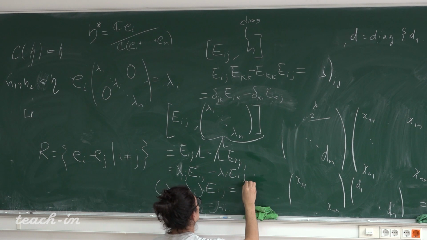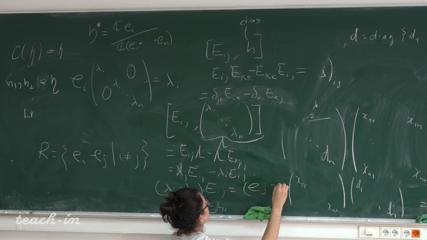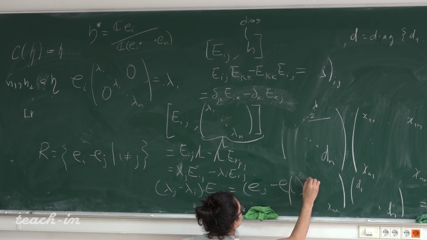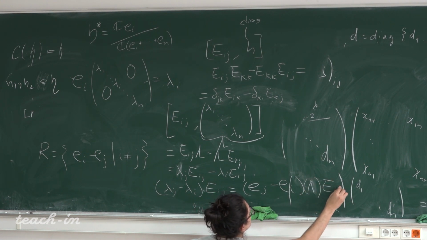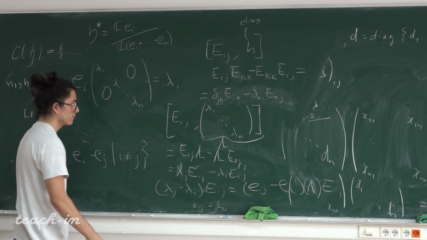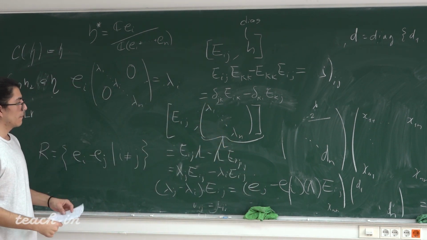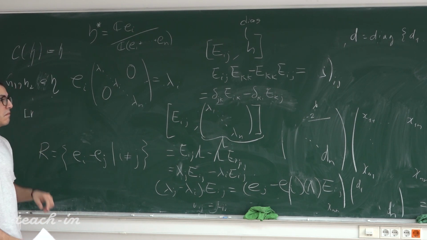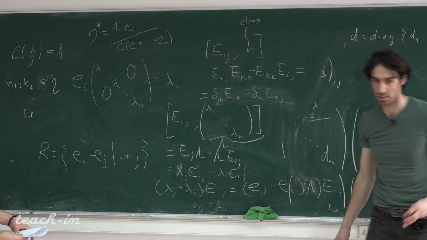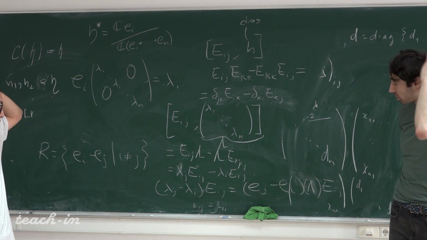Same as ej minus of lambda, right? Yeah, of lambda. And that's it, right? Exactly. And from here to here, it's just explicit computation, right? Okay, thank you very much.